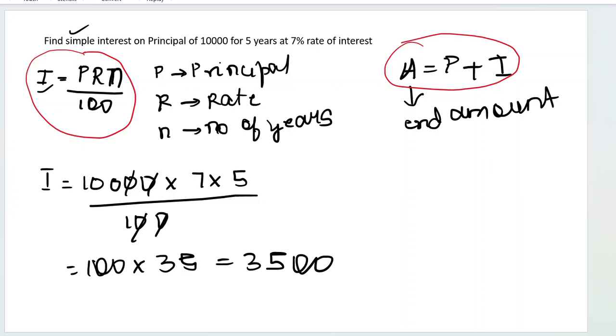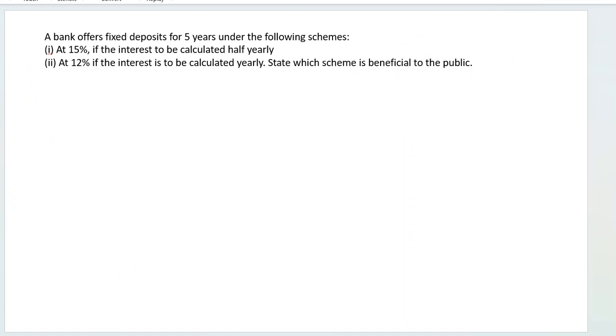So to solve any problem on simple interest, we need to know the formulas: I is equal to PRN upon 100, and A is equal to P plus I. Now, we move further. The problem says a bank offers fixed deposit for 5 years under the following schemes. First, at 15% if the interest is calculated half yearly, and at 12% if the interest is calculated yearly. State which scheme is beneficial to the public.